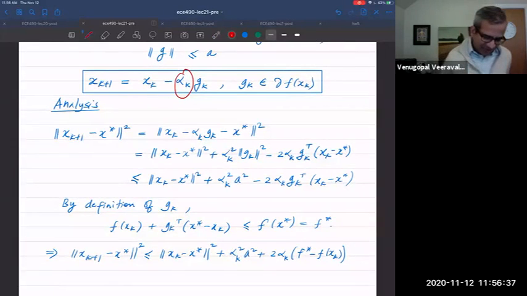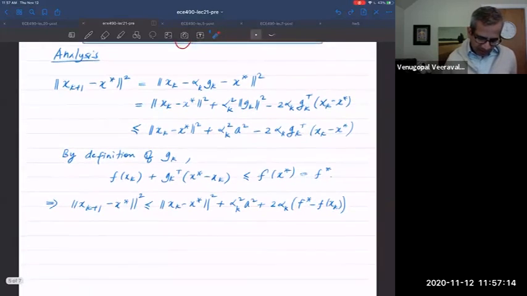So these steps are identical to what we did last time. x_{k+1} minus x star is x_k minus alpha_k g_k minus x star. Expand the square out, and you get the same terms as last time, except we have alpha_k instead of just alpha. Then we upper bound the subgradient norm by A squared. How do you deal with the inner product? You use the definition of the subgradient, same step as last time, and so you get to this point here.